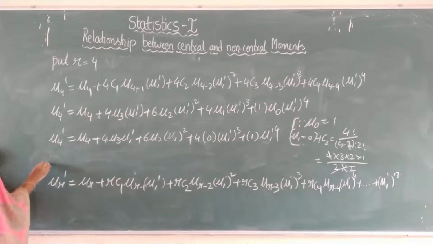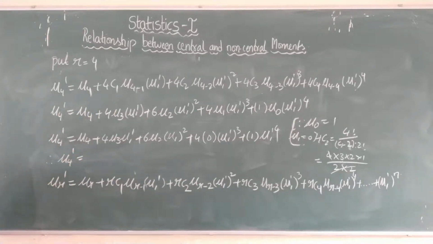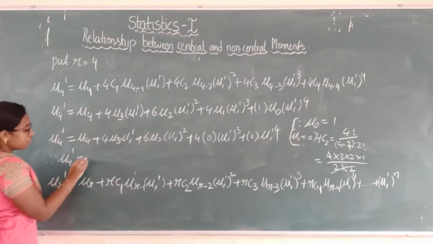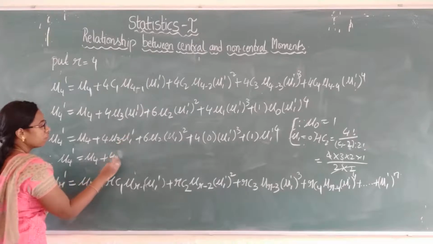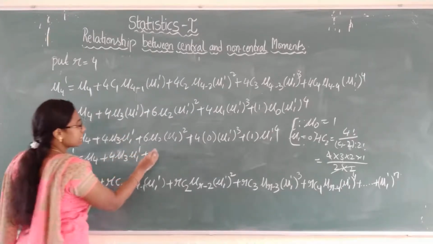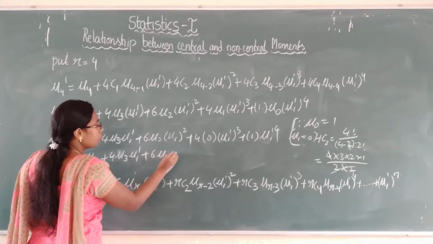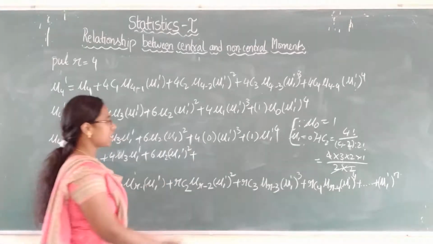Therefore, what is the final μ4 dash value? We got it as μ4 dash equals μ4 plus 4 μ3 μ1 dash plus 6 μ2 μ1 dash square plus 0 into this, the complete term will come.